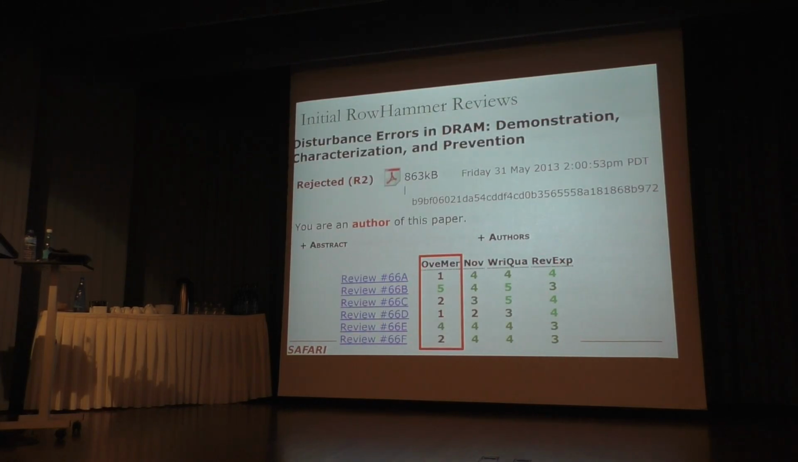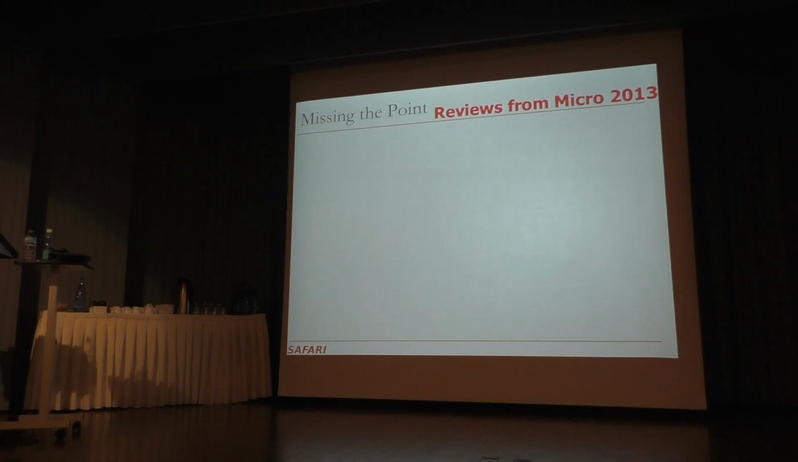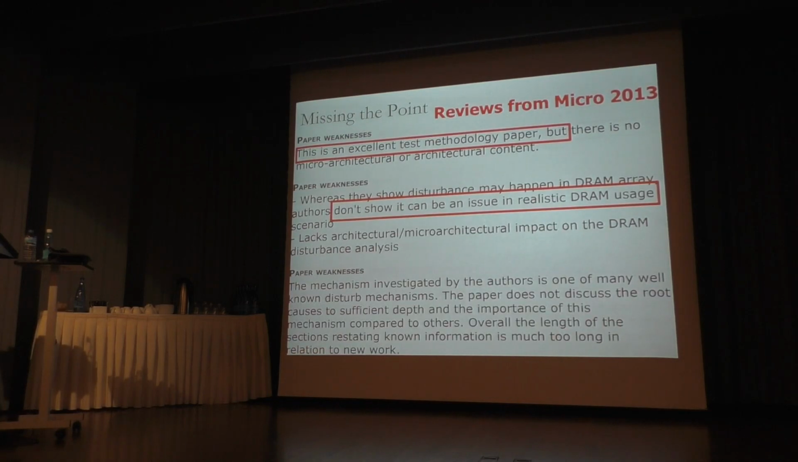In ISCA, where it was accepted, the reviews were very bipolar. Some of them gave 1s and 2s. Some of them gave 8s and 7s. 8 and 7 was the scale at that time. 8 was the top one. And it got accepted to ISCA. But we still got very interesting comments, actually.